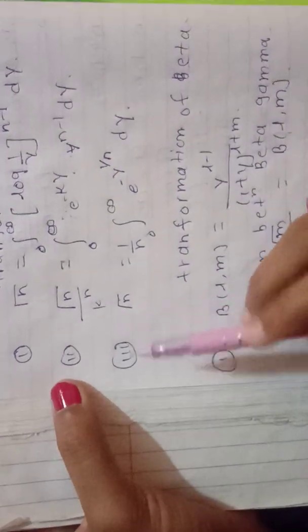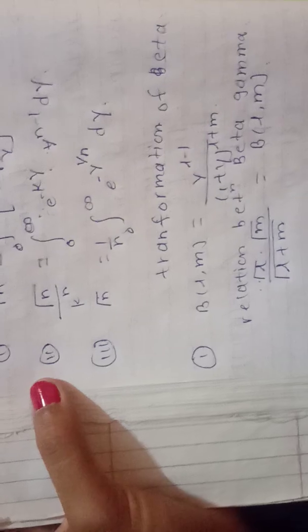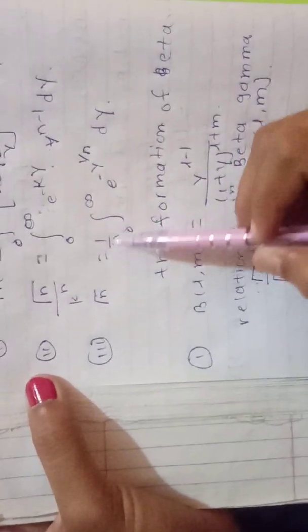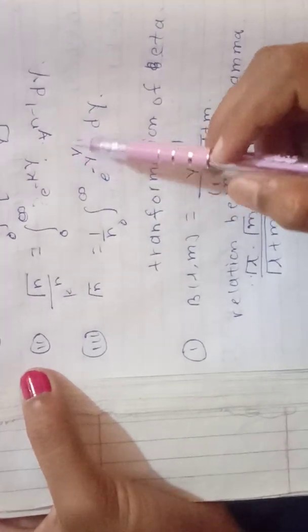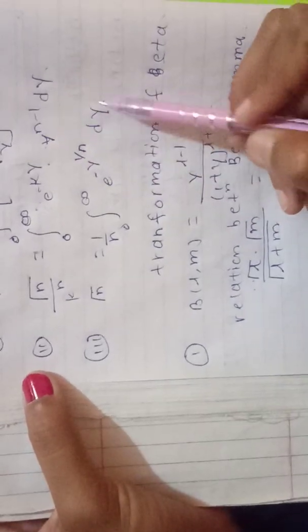Then the third transformation of the gamma function is gamma of n is equal to 1 by n integration 0 to infinity e raised to minus y raised to 1 by n into dy.